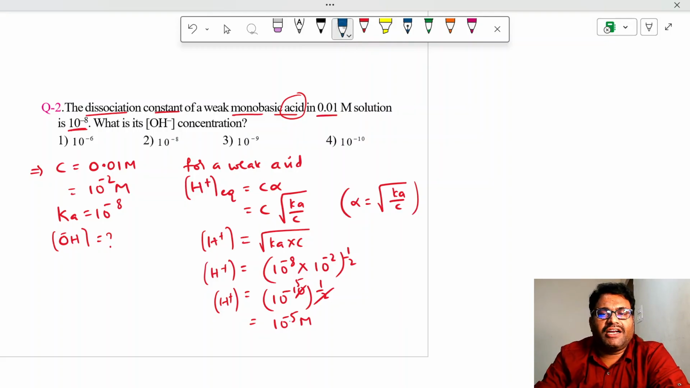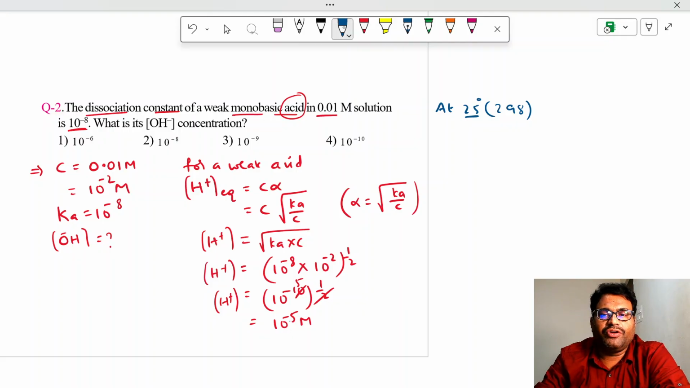And we know that at 25 degrees centigrade. Why are we taking 25 degrees centigrade? Because temperature is not mentioned. When it is not mentioned, compulsorily we have to take standard temperature, room temperature. What is that? 25 degrees centigrade.